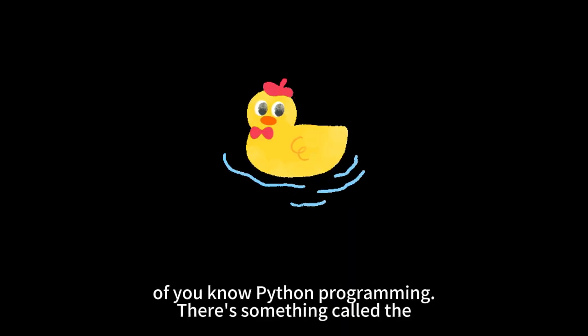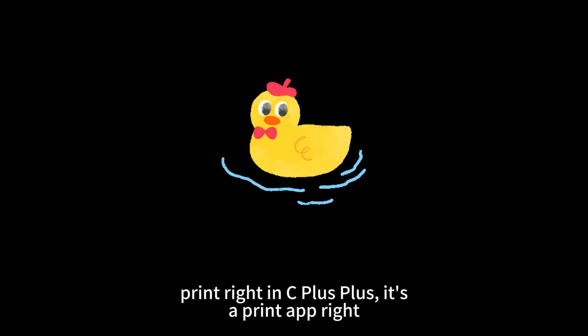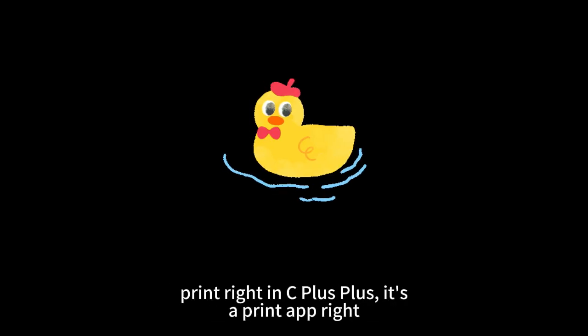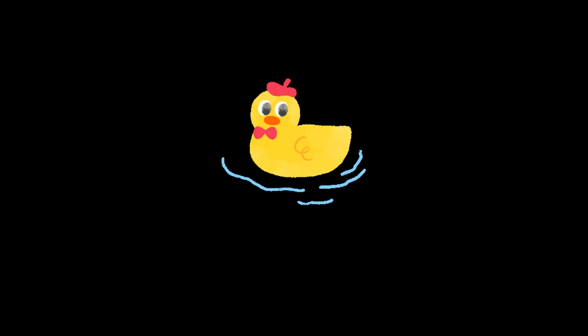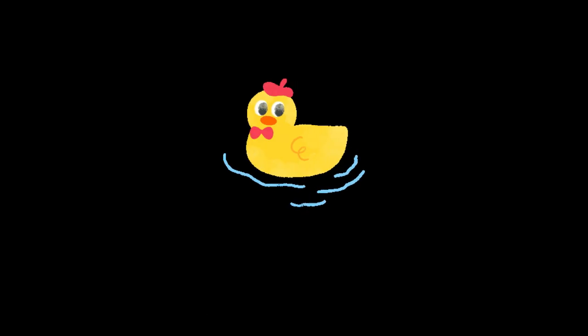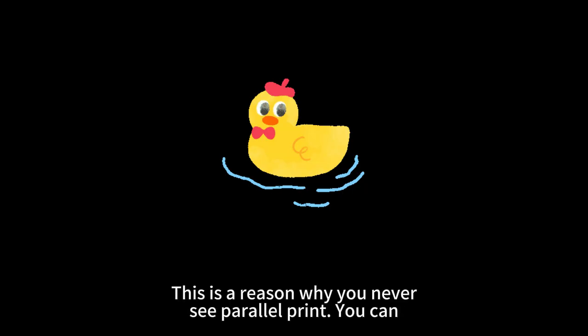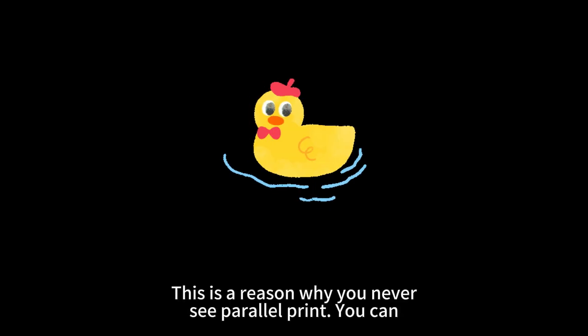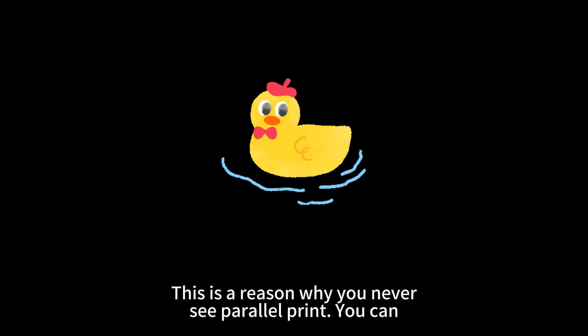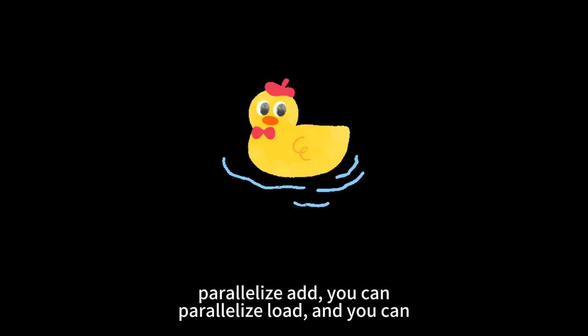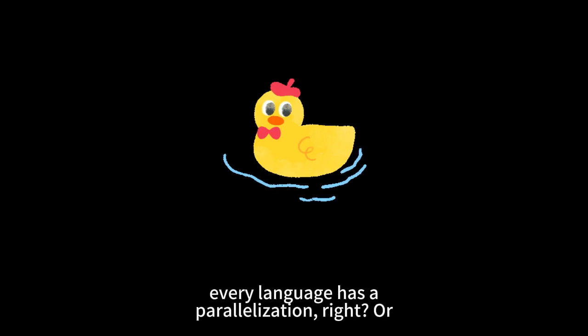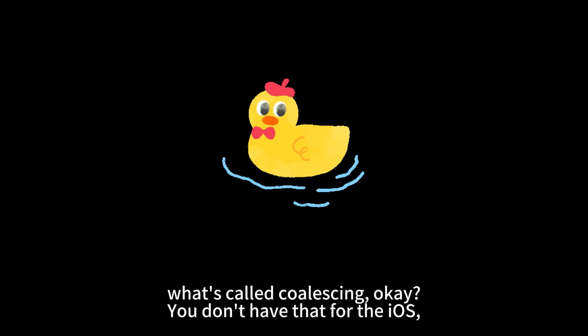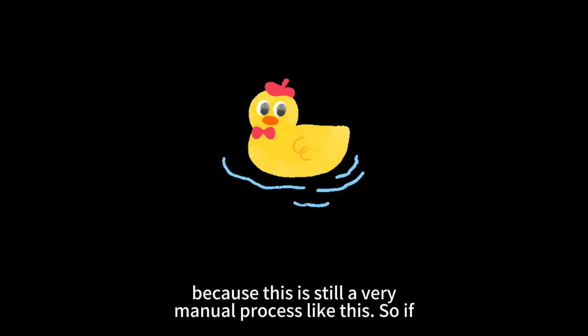I think all of you know Python programming. There's something called print, right? In C++, it's printf, right? In Java, it's System.out. This is the reason why you never see parallel print. You can parallelize add, you can parallelize load. Every language has parallelization, or what's called coalescing, okay? You don't have that for the IOs because it's still a very manual process like this.